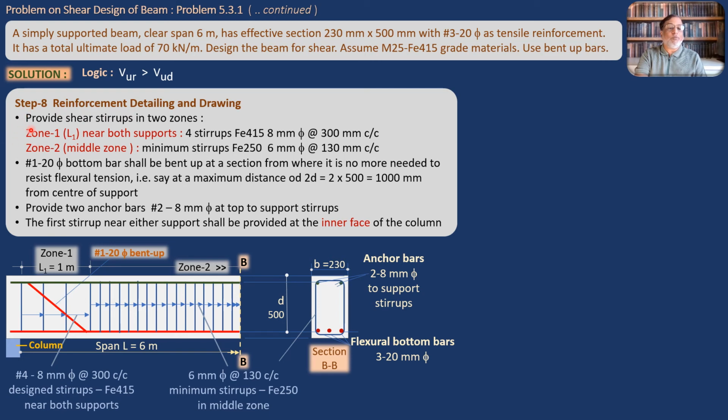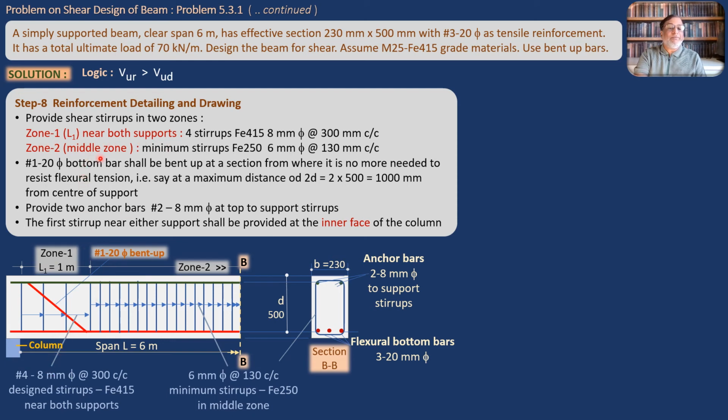So there are 4 points in reinforcement detailing and drawing. You can see this drawing. This will be a drawing which will be sent to the site as a conclusion of this problem. Now, first point, provide shear stirrups in two zones. There is a 6 meter long beam. This is a half part of the beam. We are now telling that you divide the beam in two zones.